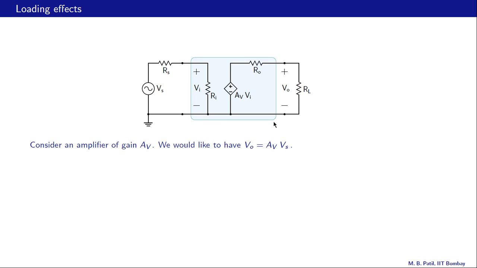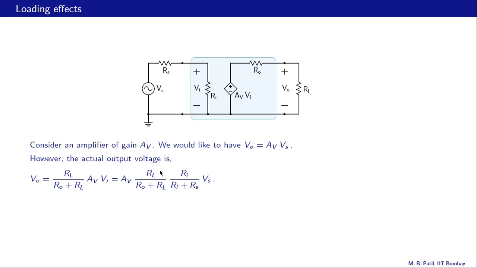The equivalent circuit of the amplifier is represented by the input resistance Ri, the voltage gain AV, and the output resistance RO. So what we would really like to have is VO equal to AV times Vs. Let's say we have Vs equal to 1 millivolt and the gain of this amplifier is 100. Then we would like to have an output voltage of 100 times 1 or 100 millivolts. Now in reality the actual output voltage is slightly different, and let us see how.